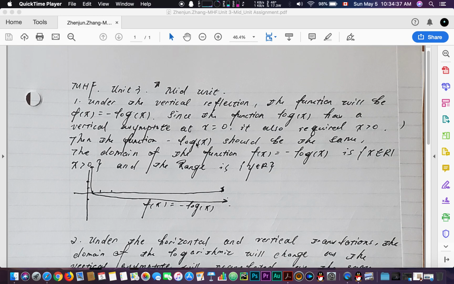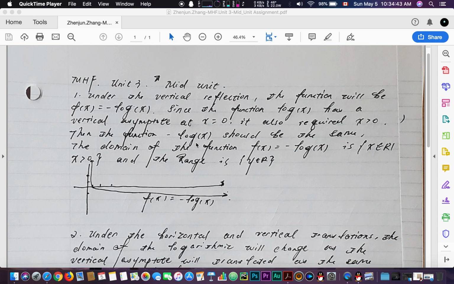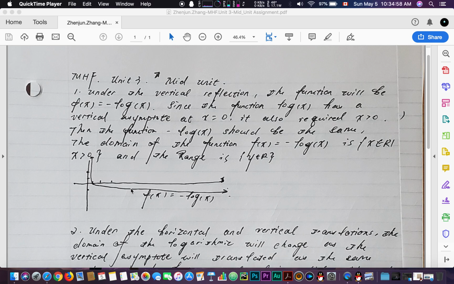Okay, so here we start the MHF4U Unit 3 mid-unit assignment. For the first question, we need to describe what happens to the domain and the range of the log function under a vertical reflection. Support your explanation with diagrams. Alright, this is my diagram. So, what happens?